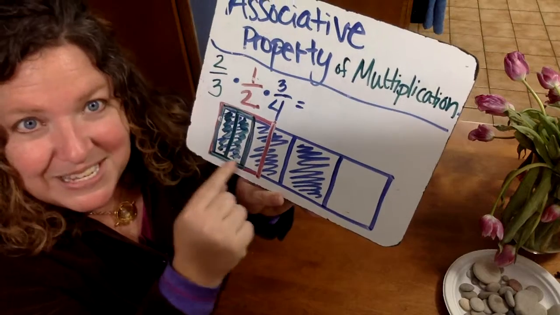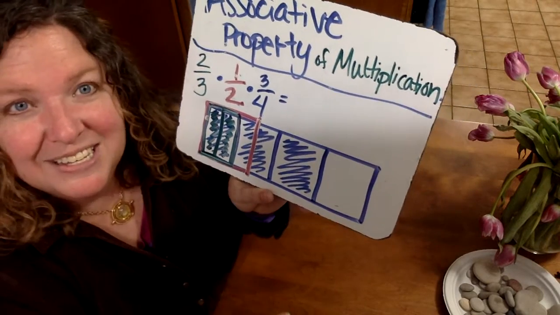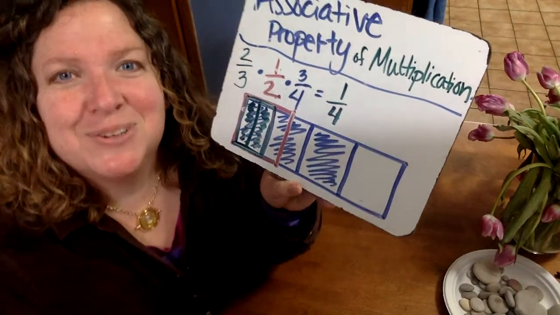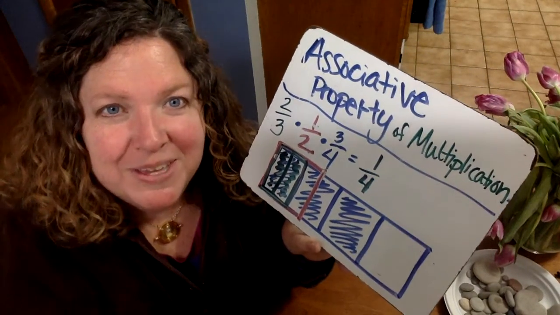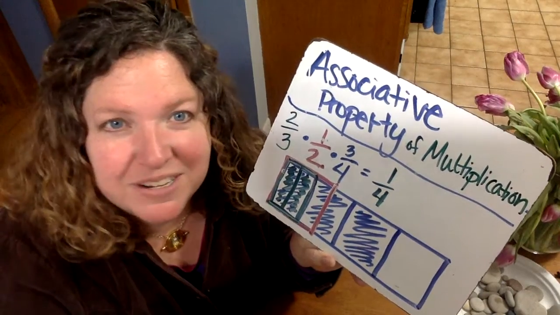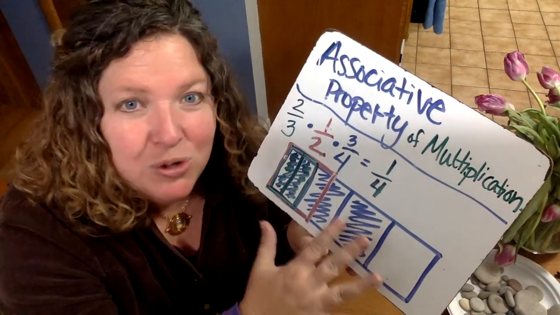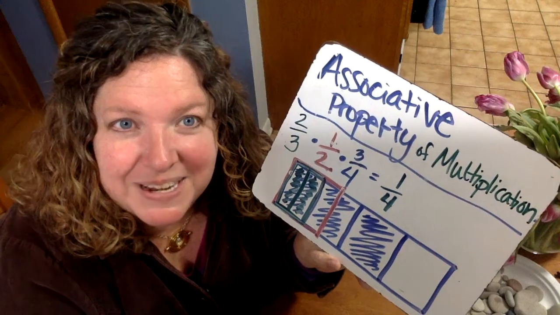But in simpler form, it's 1/4 of the gym floor. So you might be wondering, okay, but how does this show the associative property? Well, we actually used the associative property when we were drawing the picture and puzzling it out.